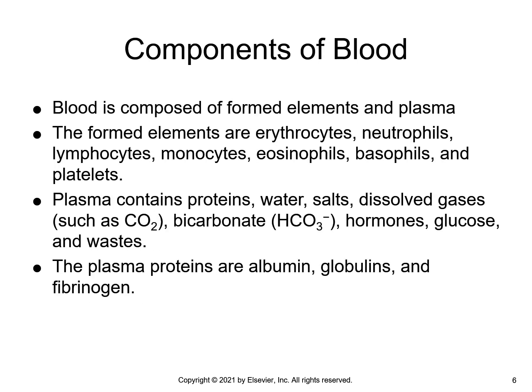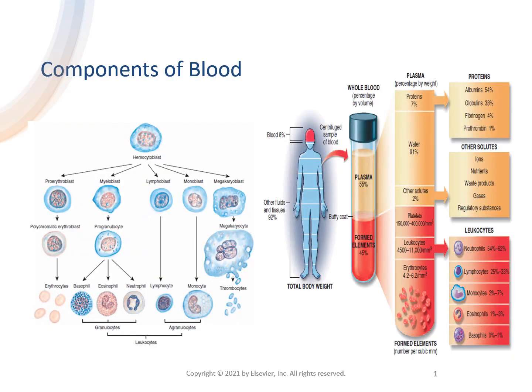Blood is composed of formed elements as well as plasma. Your formed elements are your cells, so red blood cells and white cells as well as platelets. The plasma is made up of proteins, mainly water, and gases. In a vial of blood, if it sits long enough, the solids will go to the bottom, which are your cells, and then the liquids or the plasma will be on the top.